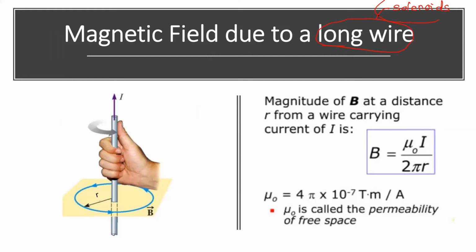So assume that this is a very long wire, okay? We know how to find the direction created by this wire using the right hand rule. We keep our hand like this, thumb along current, and these fingers will tell you the direction of the B field. So your B field is something like this.